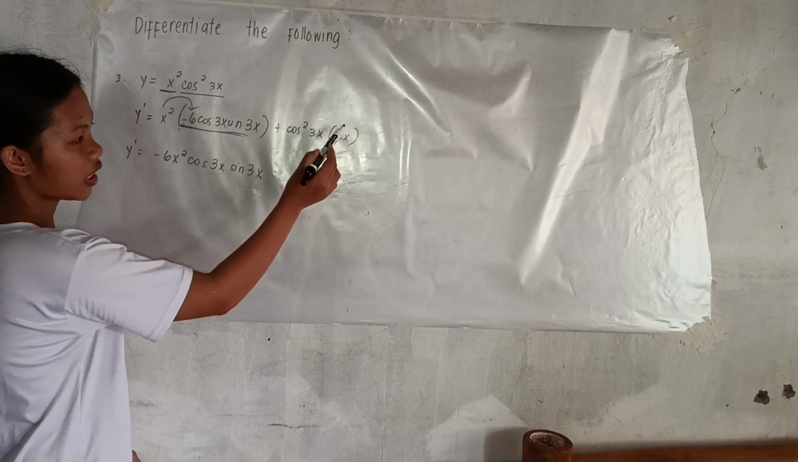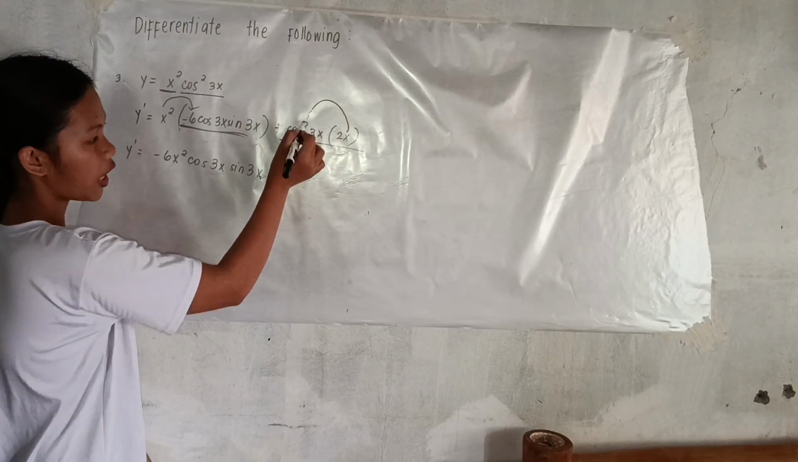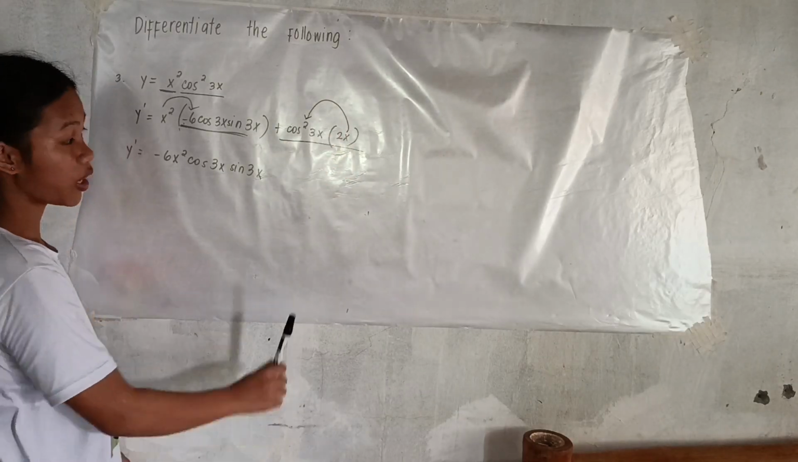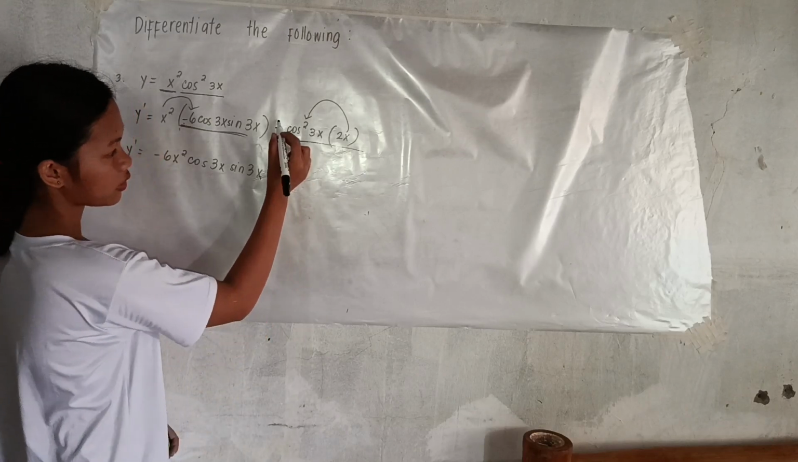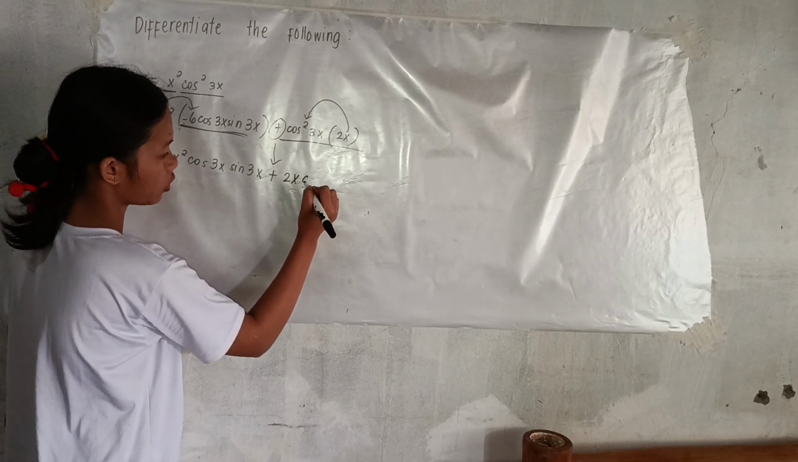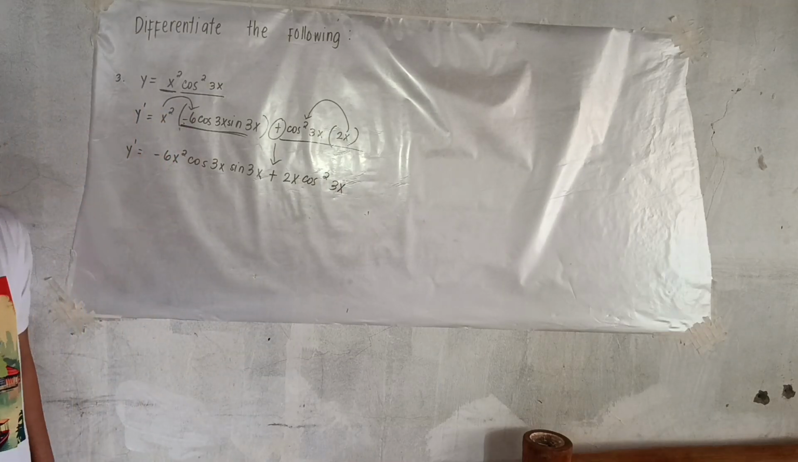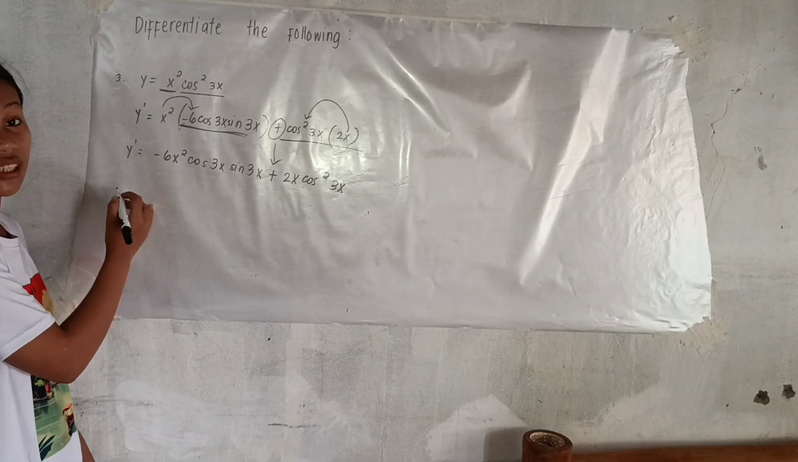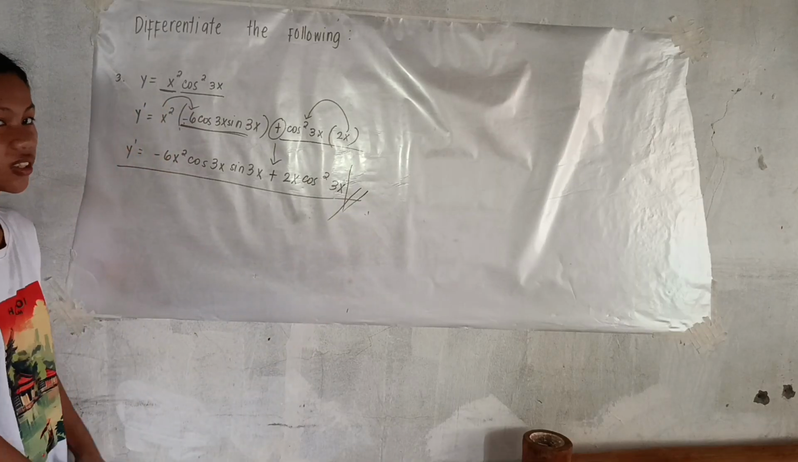And for the second term, to simplify it, we also multiply, applying the distributive property. So, plus 2x cosine squared 3x. As you can see, it is simplified now. So this is the final answer.